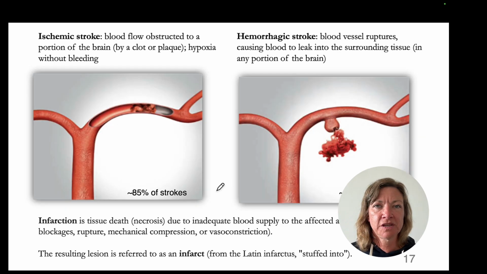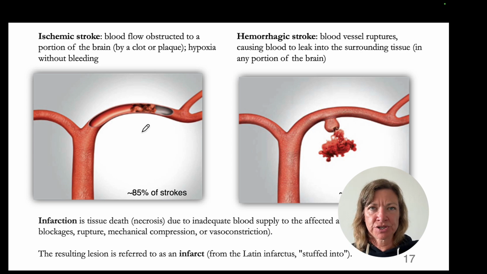So now let's talk about the mechanisms of stroke and some common terminology used to describe different types of stroke. Strokes have two major categories: ischemic stroke and hemorrhagic stroke. In ischemic stroke, blood flow is obstructed to a portion of the brain by something blocking a vessel. It can be a clot or a plaque, and it's essentially hypoxia of a portion of the brain without bleeding. And that is the majority of clinical strokes. About 85% of strokes are ischemic in nature.